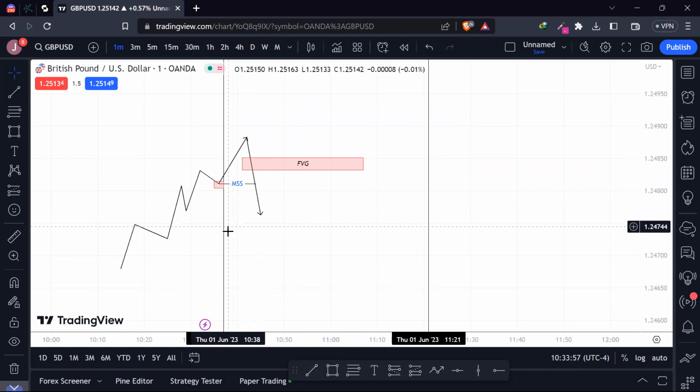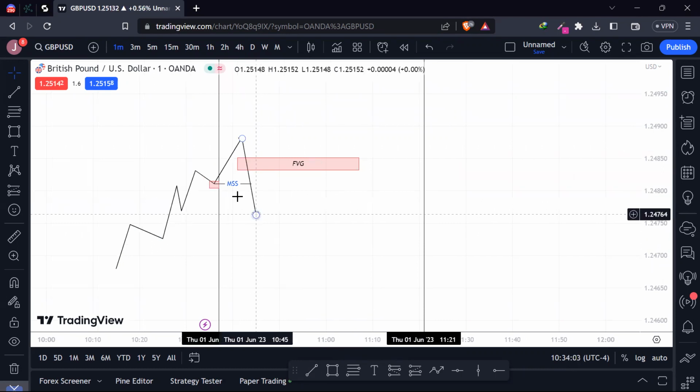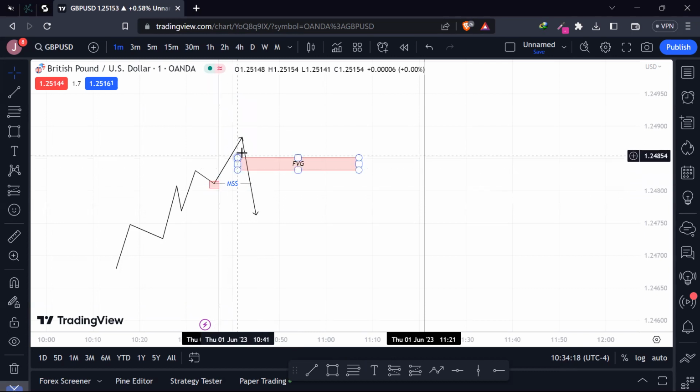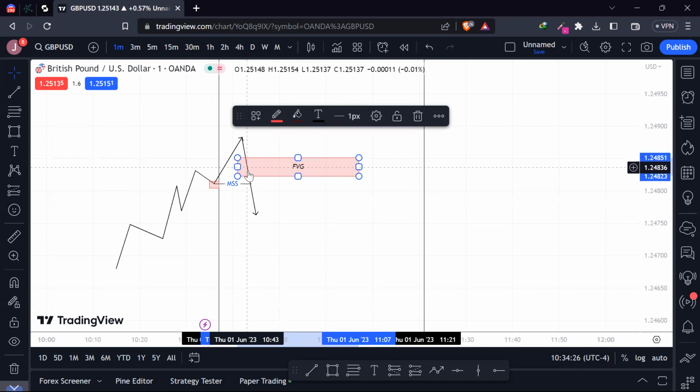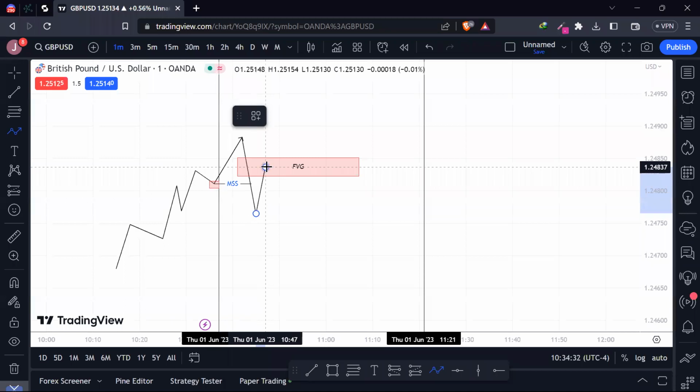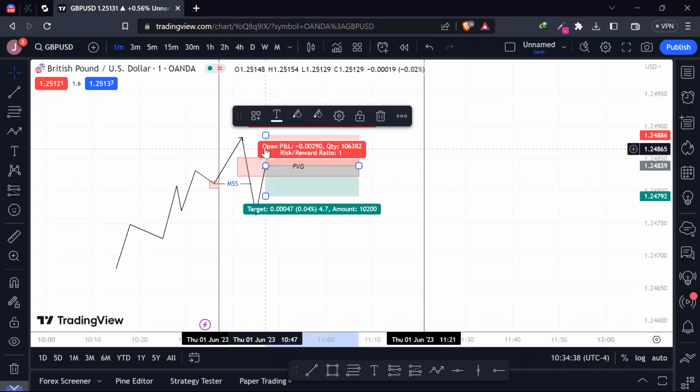When you come to this trading window, you always need a market structure shift. It comes like this, takes out the swing low with a displacement, which creates a market structure shift, and the displacement leaves a fair value gap where the price comes back, and this will be your entry.